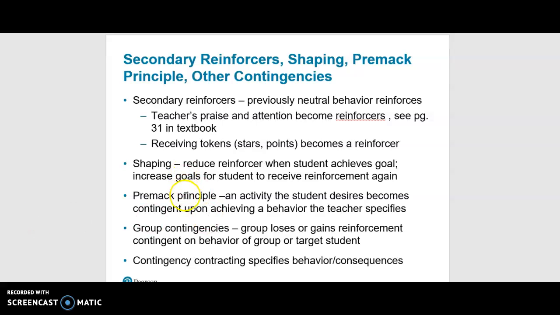The Premack principle is also what some people call grandma's principle. An activity the student desires becomes contingent upon achieving a behavior that the teacher specifies. Think about grandma: if you eat your green beans, then you get your chocolate cake. So they do the one thing first and then they get what they want.